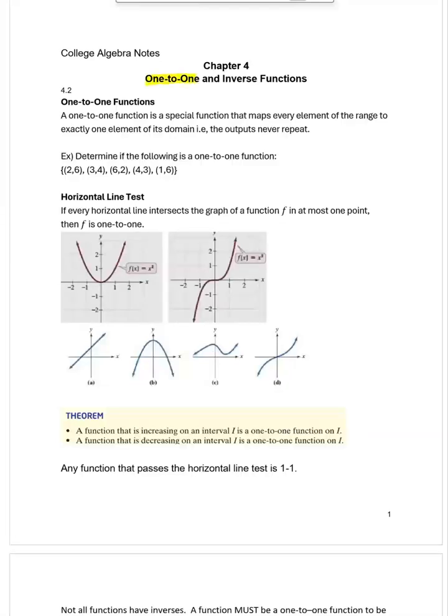Okay, now let's talk about one-to-one and inverse functions. First, let's talk about one-to-one functions. A one-to-one function is a special function that maps every element of the range to exactly one element of the domain. In other words, the outputs never repeat, or the y's don't repeat.